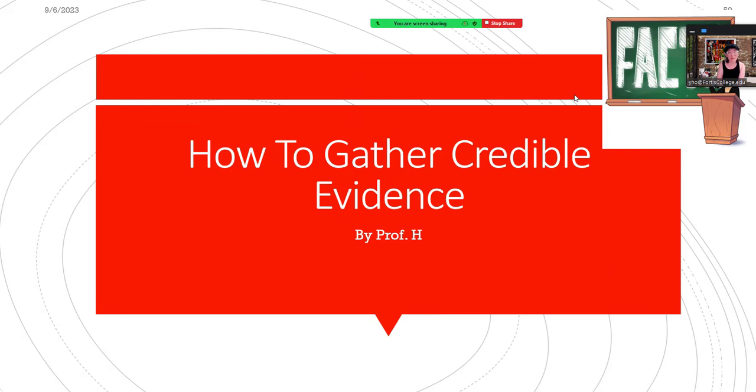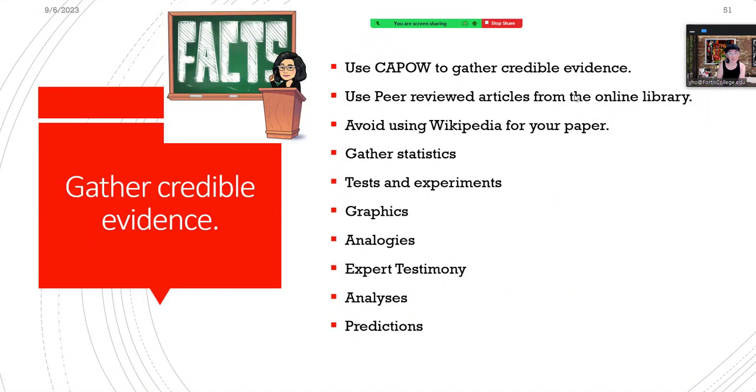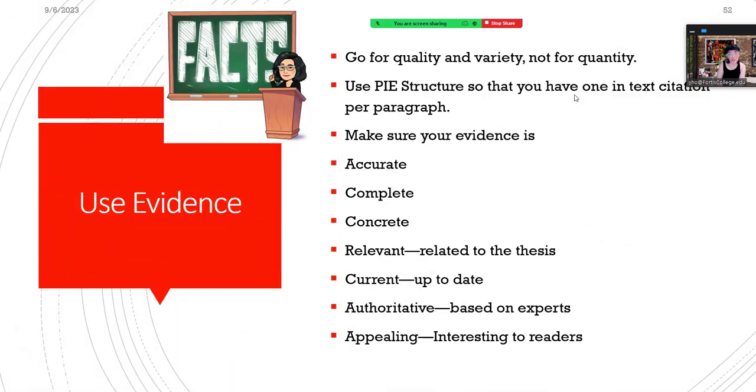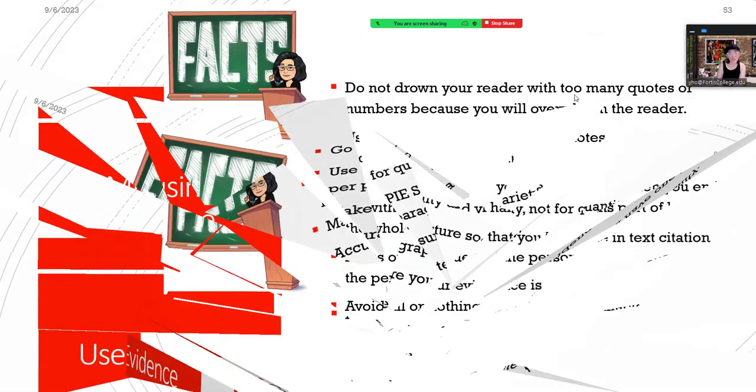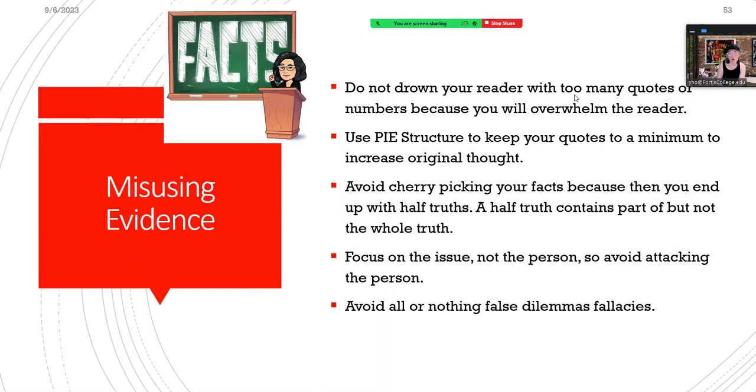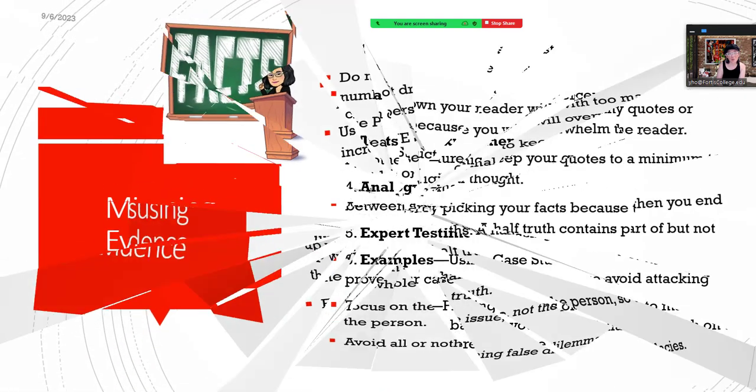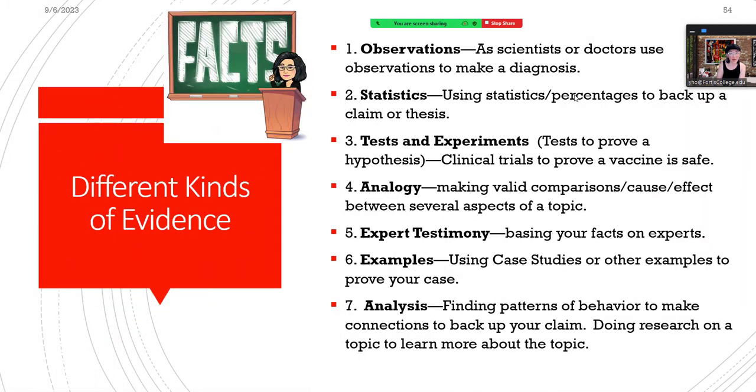Well, when we make a claim, we have to back up our claim with credible evidence. Credible evidence means that we use peer-reviewed articles from the online library. We avoid using Wikipedia. We use statistics, graphics, analogies, expert testimony, and predictions for credible evidence. We make sure that our evidence is accurate, complete, and concrete. We do not drown our reader with too many quotes. We use one quote per paragraph.